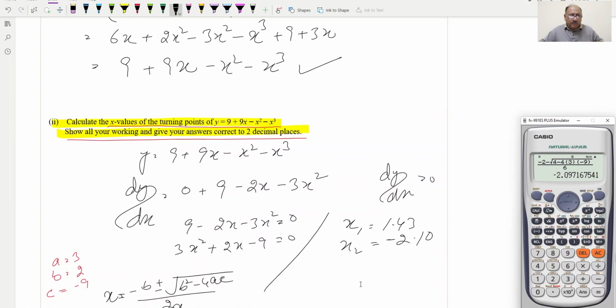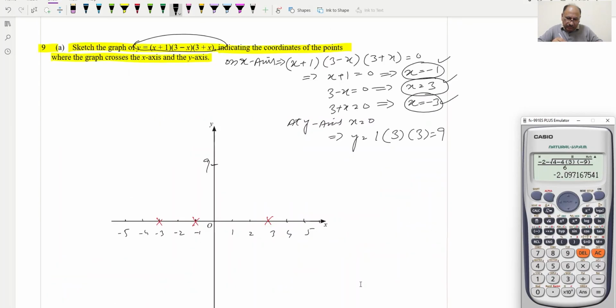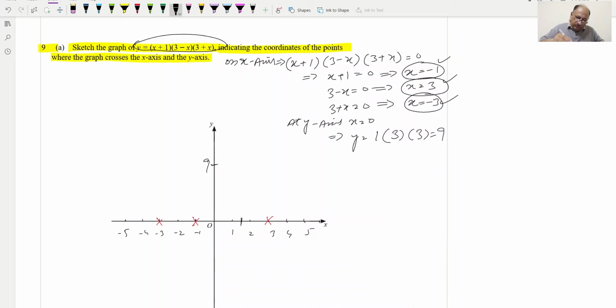So 1.43 is the x value we will be taking, and the second value is minus 2.10. Keep in mind these are x values. For these x values we will be finding the y values, and they are saying in part 3 that the equation has k has one solution, so we have to find these two values for a and b.